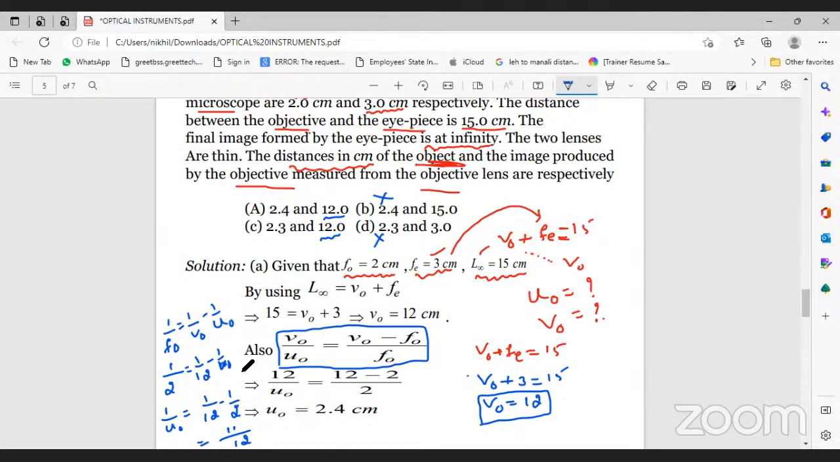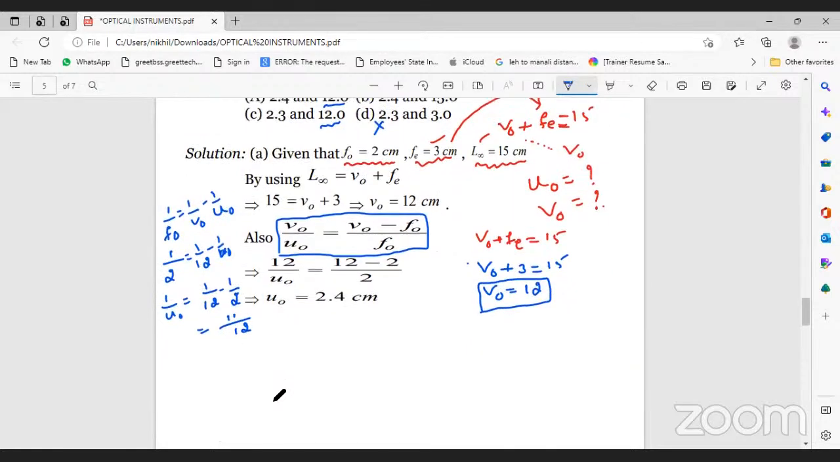Take the LCM and simplify. So minus, how much? 5, no? Yes, sir. Minus 5. So 1 by U naught equals minus 5 by 12. U naught is 12 by minus 5, which is minus 2.4 centimeter.